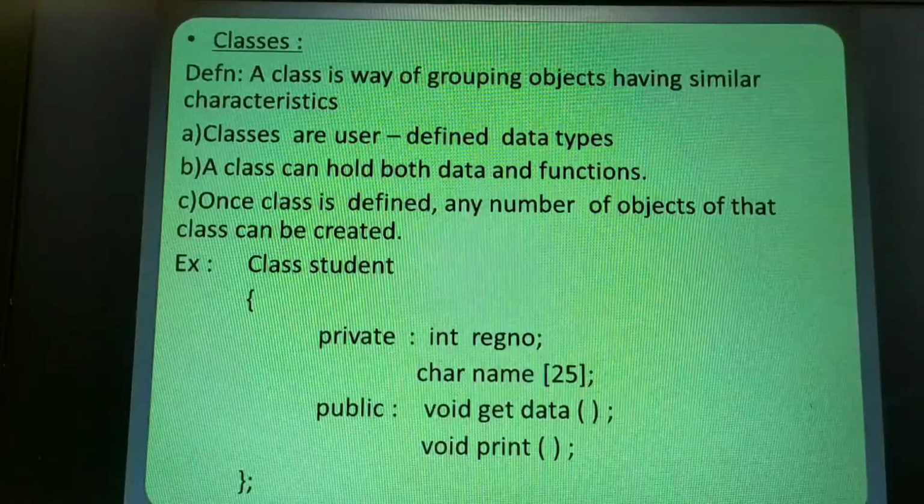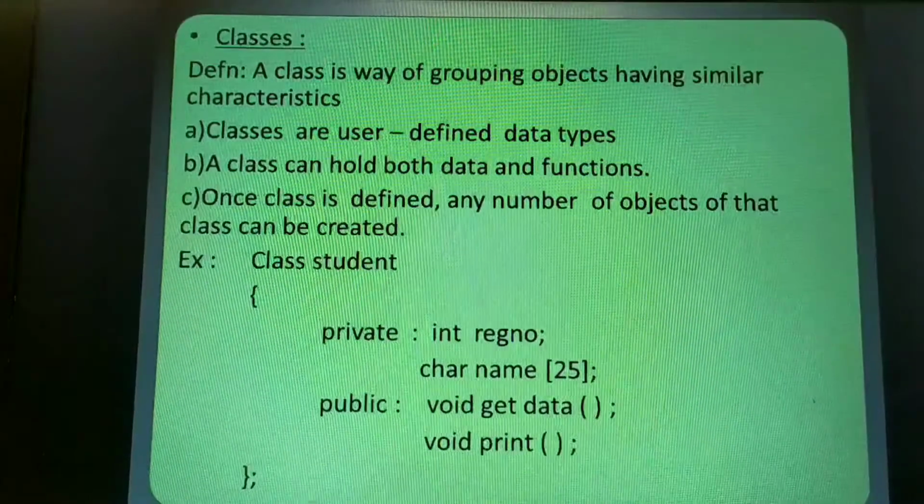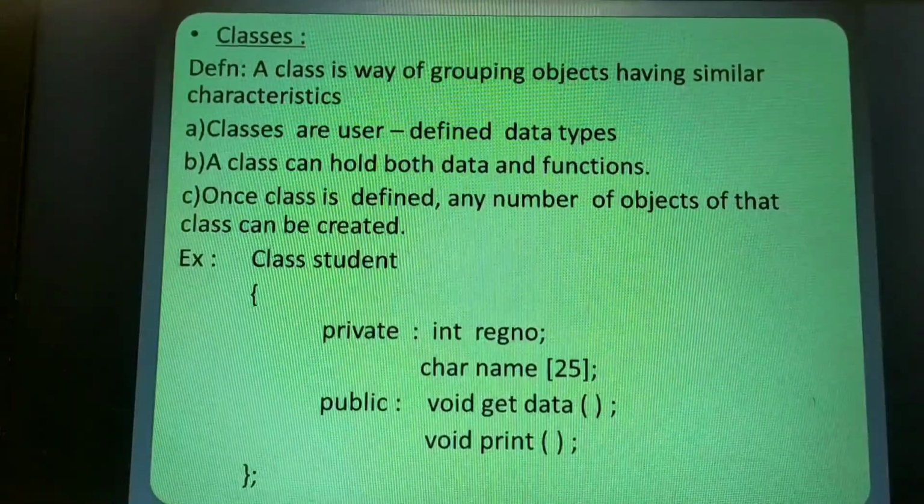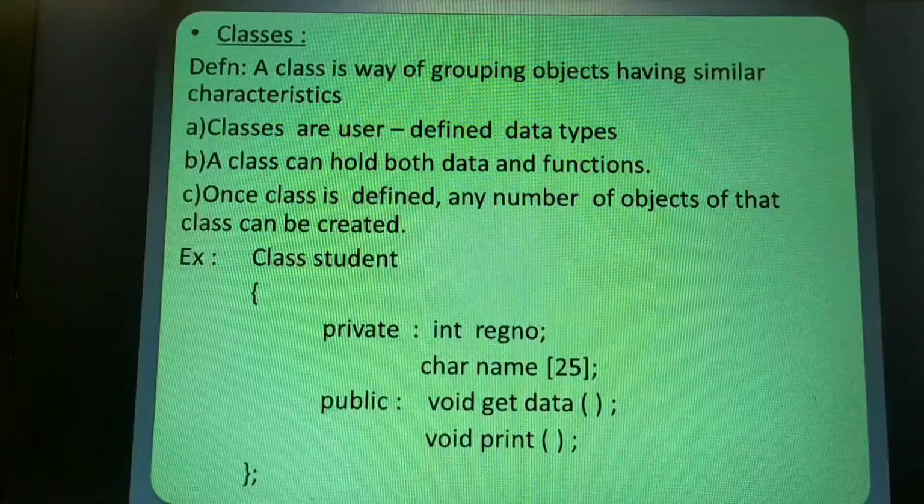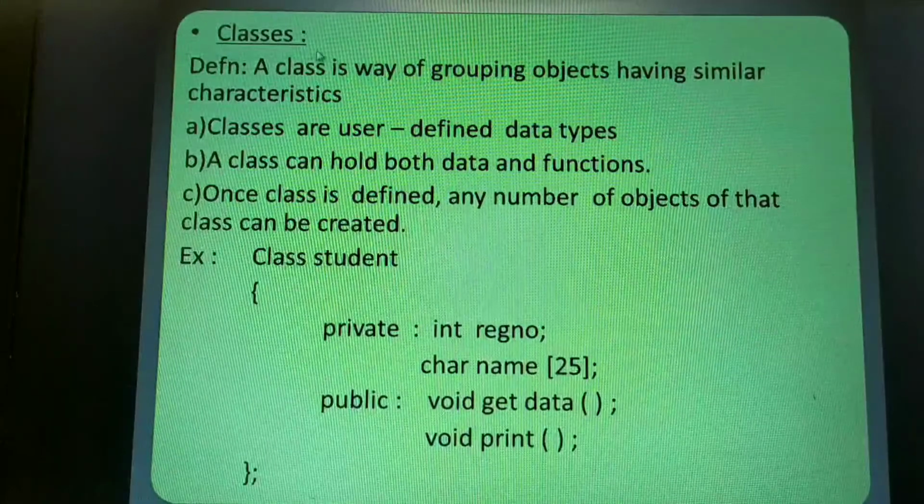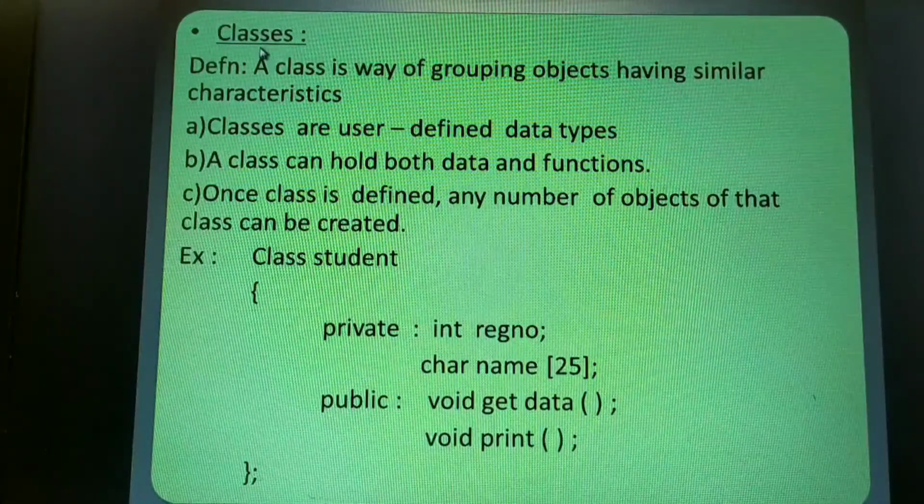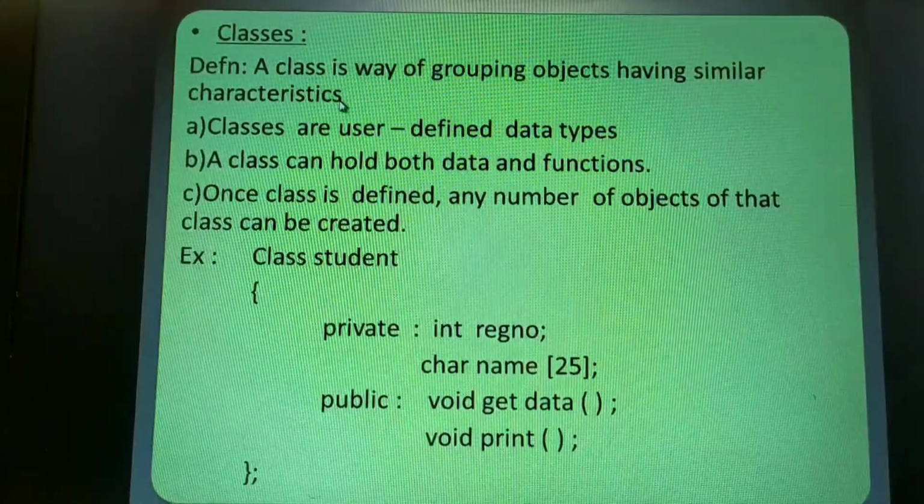Hello my dear students. Let us continue with the further characteristics of OOPS in this video. In the previous video we completed what the OOPS programming technique is and the first characteristic, objects. So let us move on to the next characteristic, that is classes. A class is a way of grouping the objects having similar characteristics.